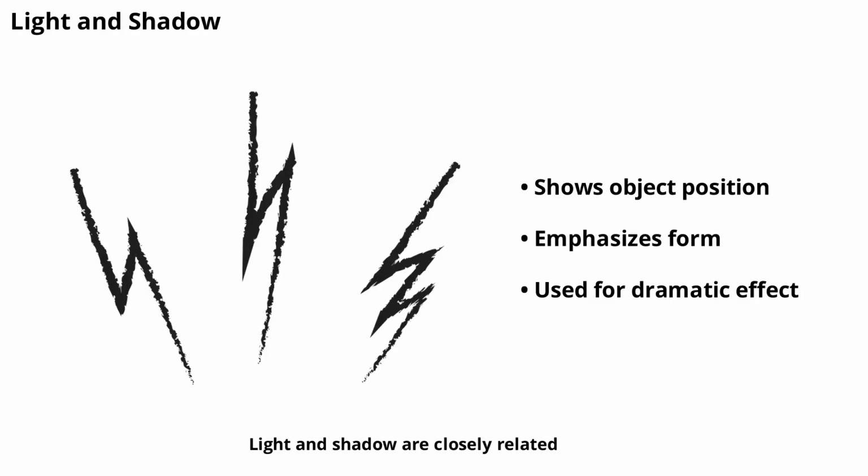Light and shadow are closely related to shading, but deserve special mention. The way light falls on an object and the shadows it casts provide critical information about its form and position. For example, a shadow on the ground tells us that an object is elevated. Artists and photographers use light and shadow to emphasize form and create dramatic effects.